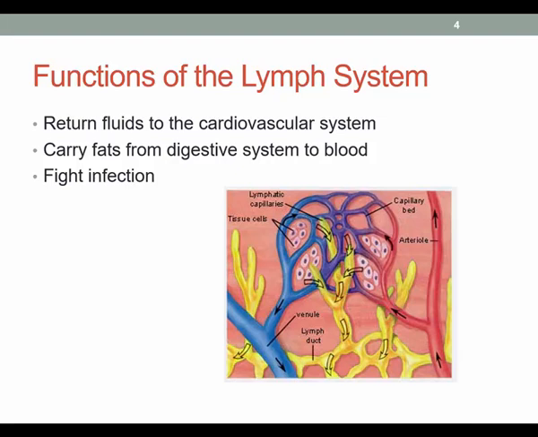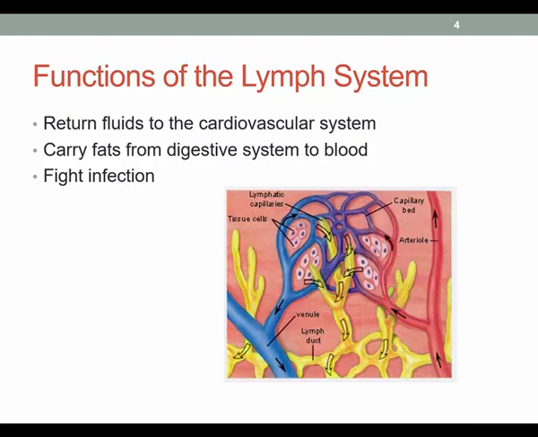There are three main functions of the lymphatic system. Some of the fluid pushed out of the capillaries is not returned at the venule end of a capillary, and instead goes into the lymph, and therefore gets pushed rather passively into the lymph system, and again it leads to the subclavian veins and eventually dumps back into the blood. So part of the function of the lymph system is to return fluid to the cardiovascular system.